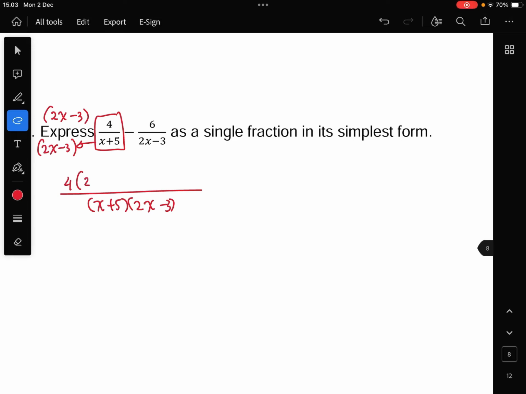So 4 multiply with 2x minus 3 minus 6 multiply. Now, pay attention to this. If you want to leave it as the same thing with this denominator, you have to multiply it with x plus 5. So if you multiply the denominator with x plus 5, you have to do the same thing with the top, like this. So negative 6 times x plus 5.